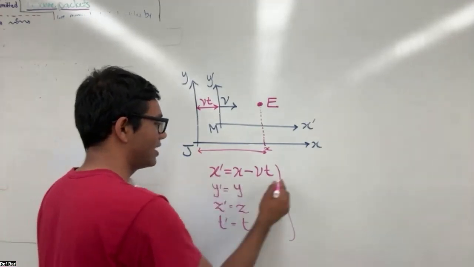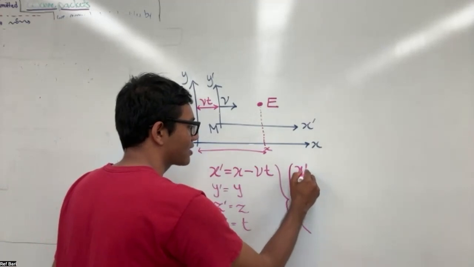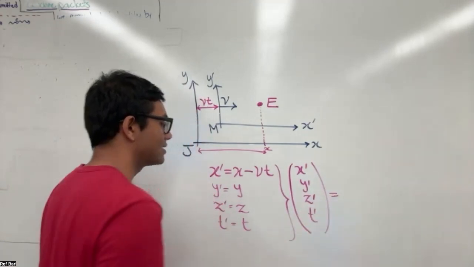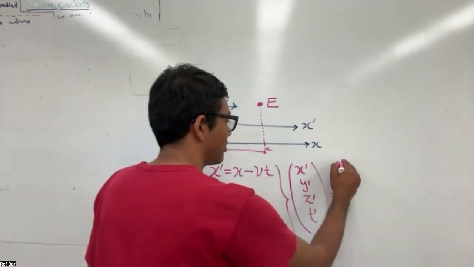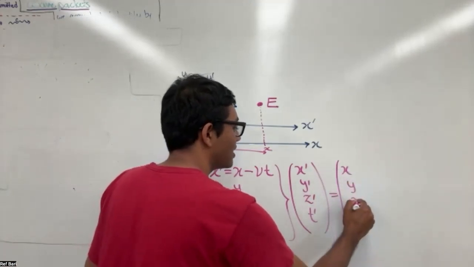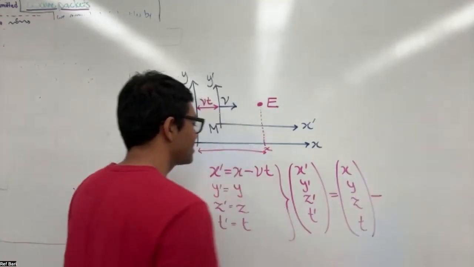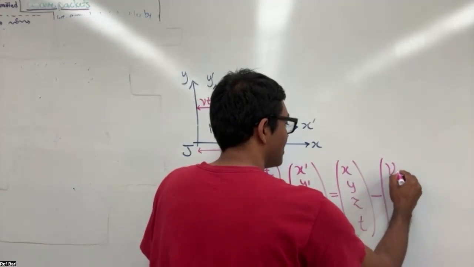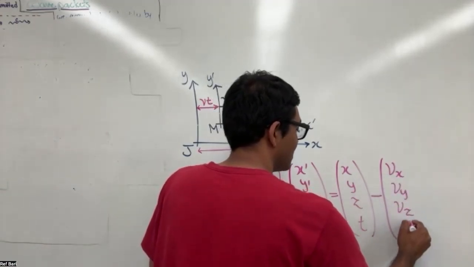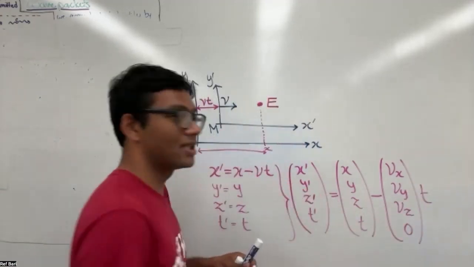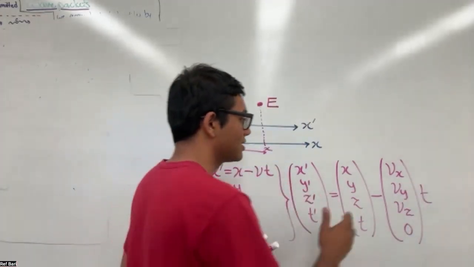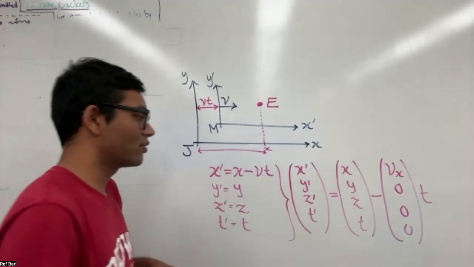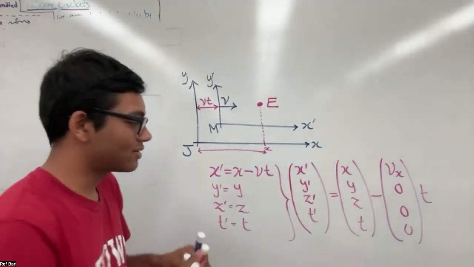You replace the left-hand side with just a vector with components x prime, y prime, z prime, t prime, and this is equal to the original position vector x, y, z, t, minus the velocity vector, v x, v y, v z, 0, times t. In this case, there is no vy and no vz, so this is just 0, 0. This is just another way to write what I wrote.